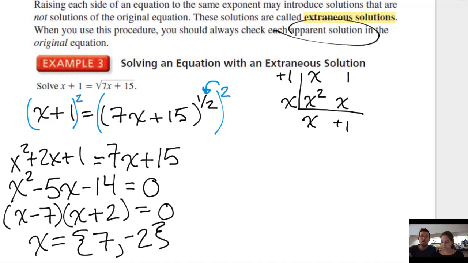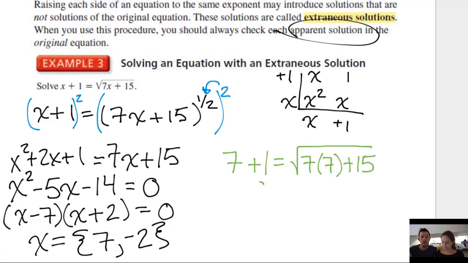Now these are the apparent solutions. Yeah, so when we solve equations with radicals, we must check those solutions in the original equation. Because we know that sometimes square roots, we can't take the square root of a negative number. And some of these apparent solutions we get would produce a negative radicand.